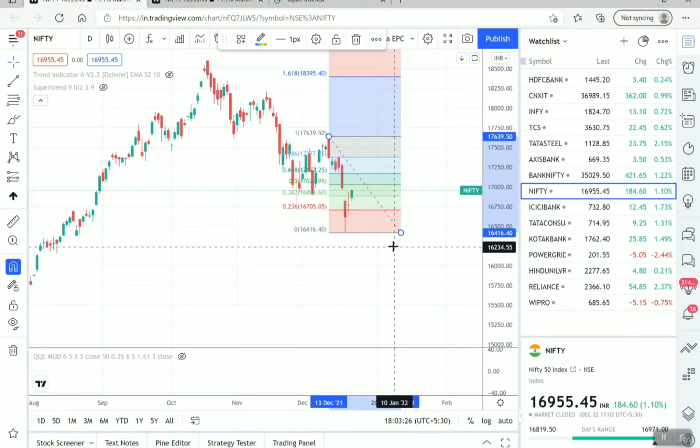You can see as per this, the exact resistance level is 17,060 to 50, and then the next level of resistance is 17,140. Okay, so it can go till that level, not an issue, which is the 0.61 retracement. So 17,150 will be the level of resistance as per me. That's the trade on the Nifty side.